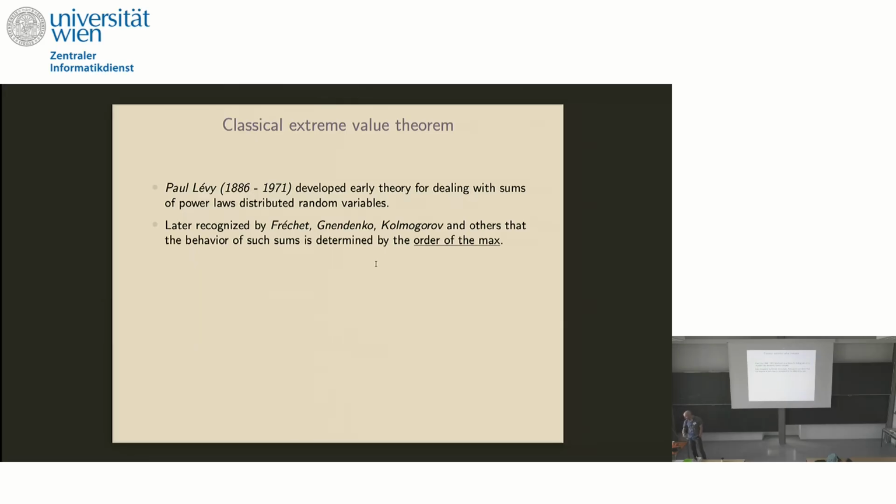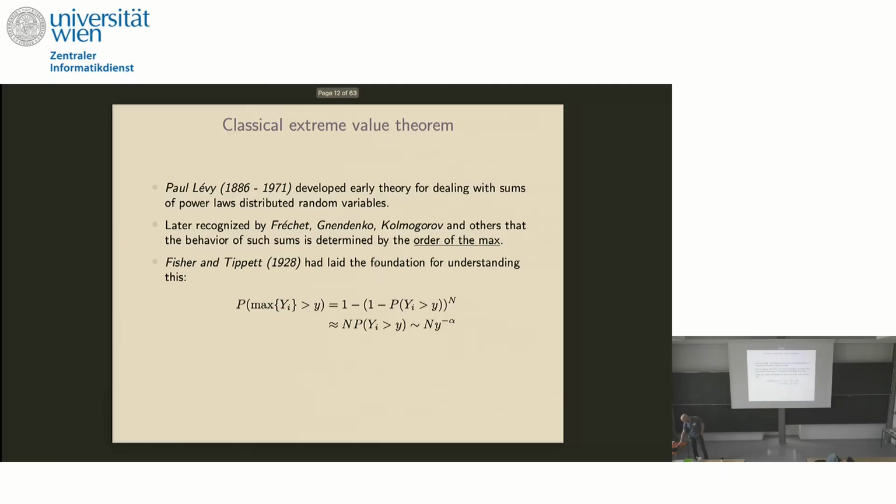And later, if you get into this literature, some names you might hear are Fréchet, Gnedenko, Kolmogorov. They were thinking about these sums, and they realized that it's really the order of the maximum element that's determining this distribution. And then, I'm just throwing names out to give you a little bit of a picture of the history of this field, Fisher and Tippett did the early work studying probabilities of extreme statistics. So they were thinking about the distribution of the maximum of a bunch of independent random variables.